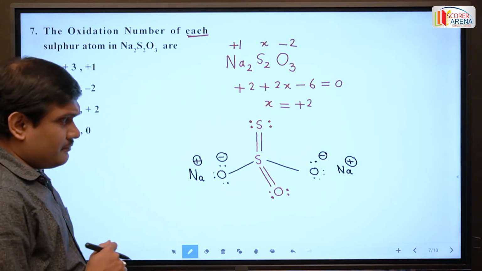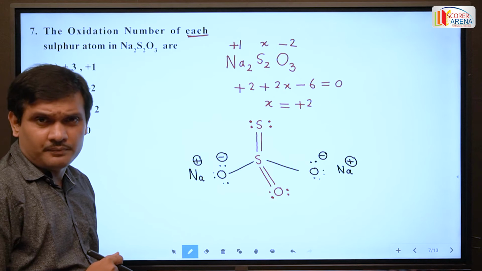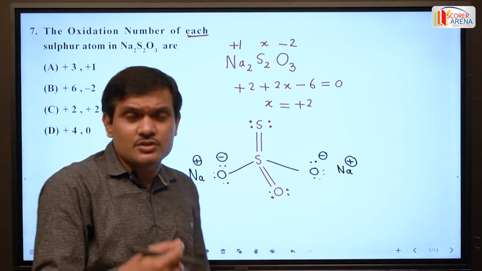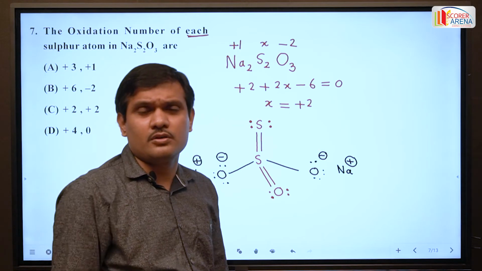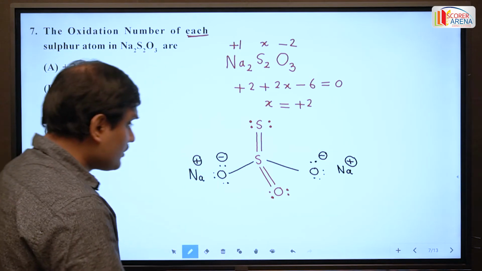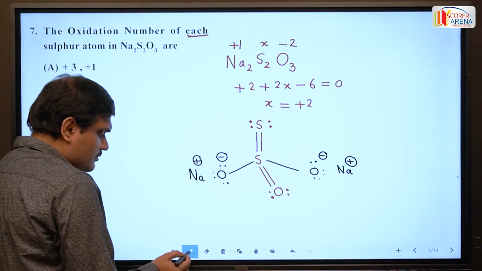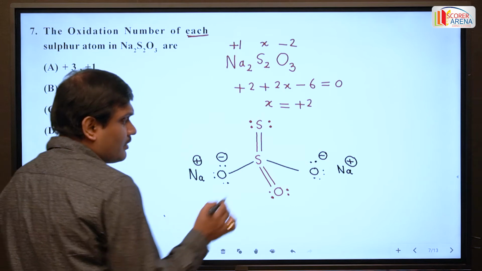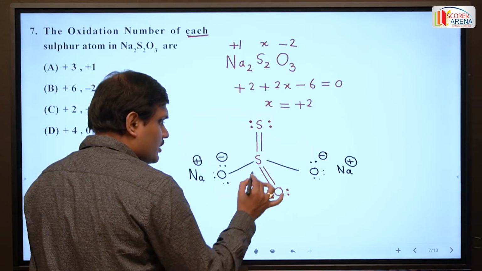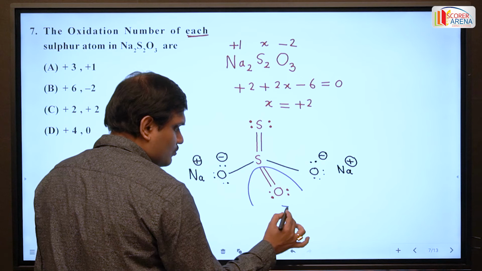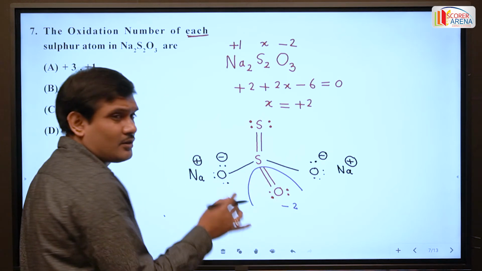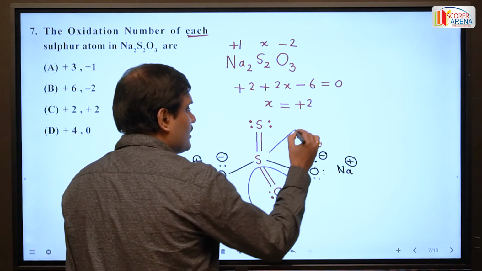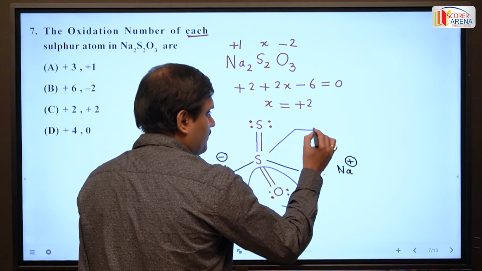Now deciding the oxidation number of each sulfur in this case. For each sulfur, that means we have to calculate the oxidation state. So think, this oxygen atom is more electronegative than sulfur. So this oxygen will be considered as minus 2. It will just drag 2 electrons from this sulfur. So this sulfur will get immediately a charge of plus 2.